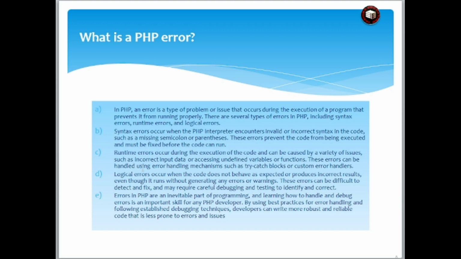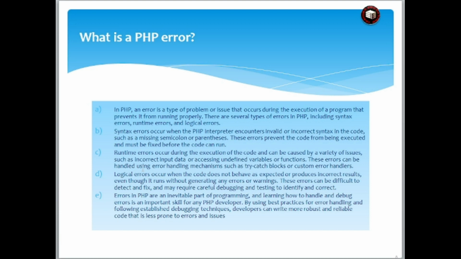Runtime errors occur during the execution of the code and can be caused by a variety of issues, such as incorrect input data or accessing undefined variables or functions. These errors can be handled using error handling mechanisms such as try catch blocks or custom error handlers.